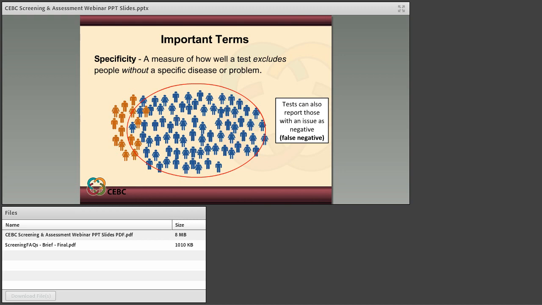Specificity, on the other hand, is a measure of how well a test excludes people without a specific disease or a problem. So a test with 100% specificity correctly identifies individuals without tuberculosis, also called true negatives. However, some people may be incorrectly identified as negative, also called false negatives.